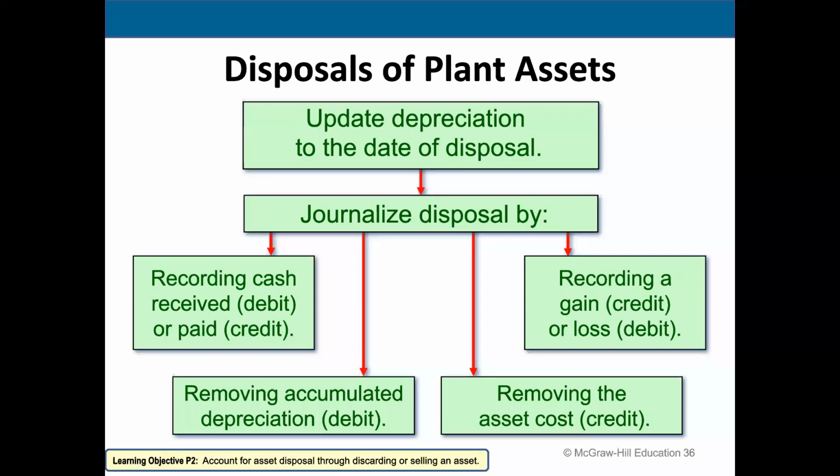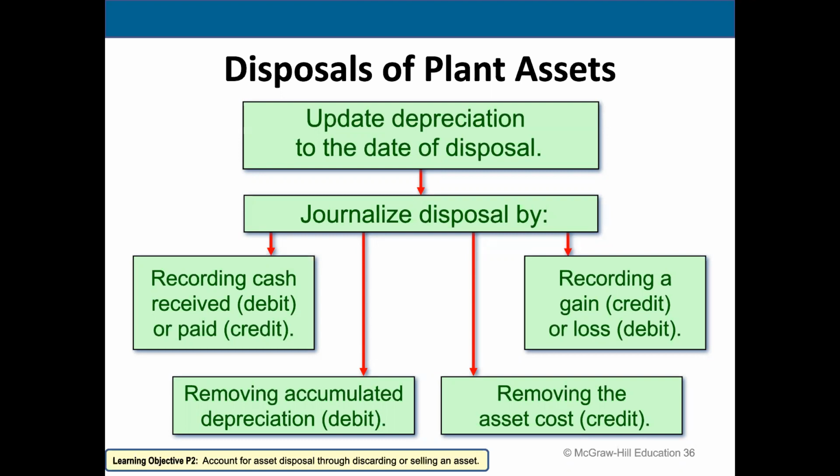All right, so now what do we do when we dispose of a plant asset? And again, by dispose of, it means we could either just be discarding it or throwing it away, or more often selling it to someone else who can use it. So when it comes time to dispose of a plant asset, the first thing we have to do is update depreciation to the date of disposal.